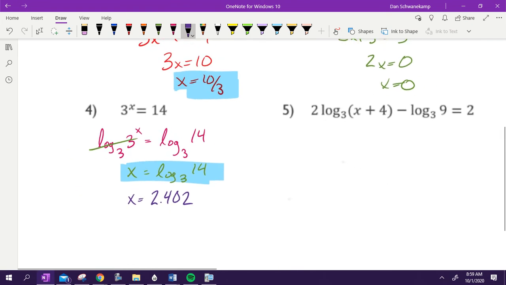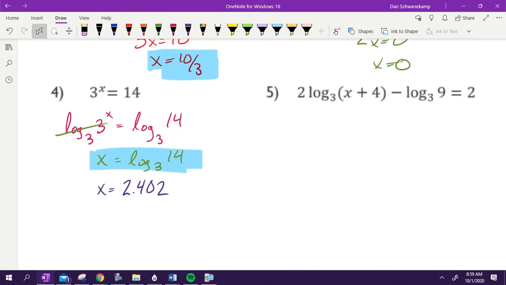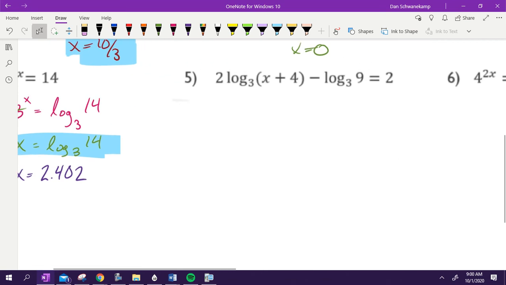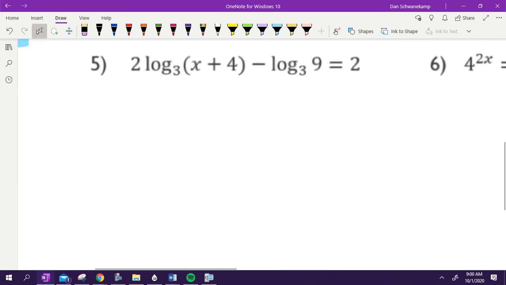Number 5 is why we learned our lesson yesterday. 2 log base 3 of x plus 4 minus log base 3 of 9 is all equal to 2. Before we do anything else on 5, we got to recognize that we see multiple logs on the same side. If you see multiple logs on the same side, the easiest way to do this is to condense it. Before we do anything else, we are going to condense this thing. So we're going to make this log base 3 just one time.